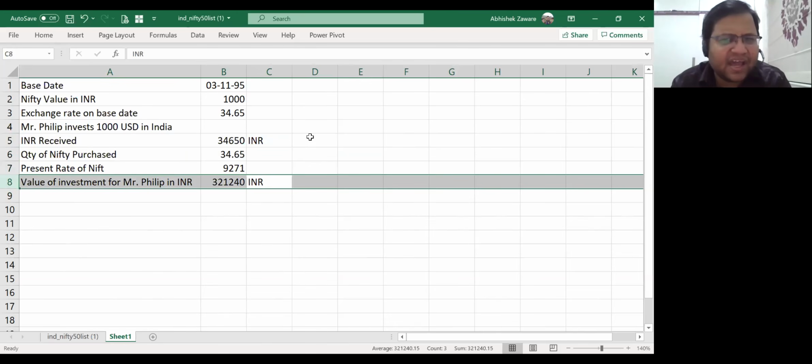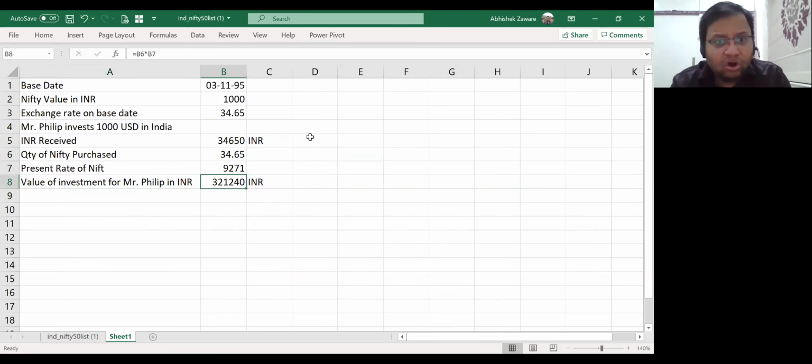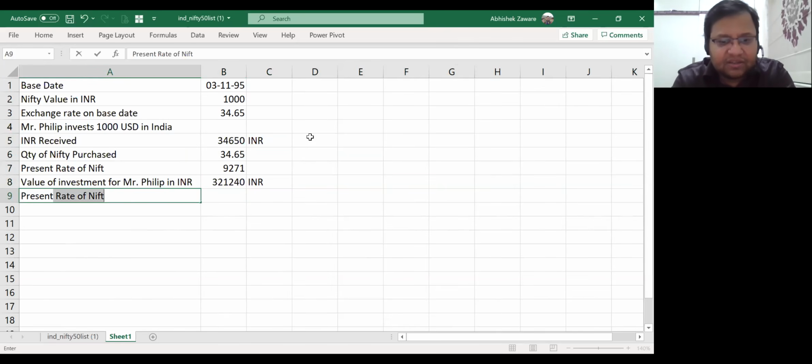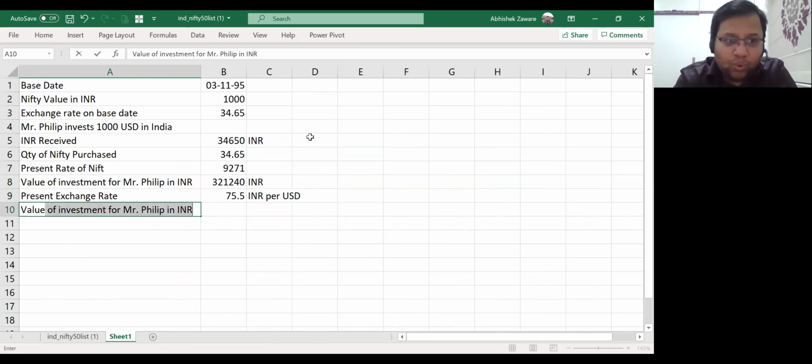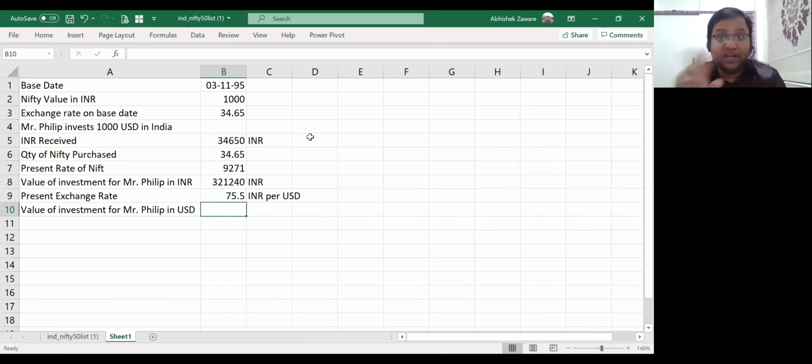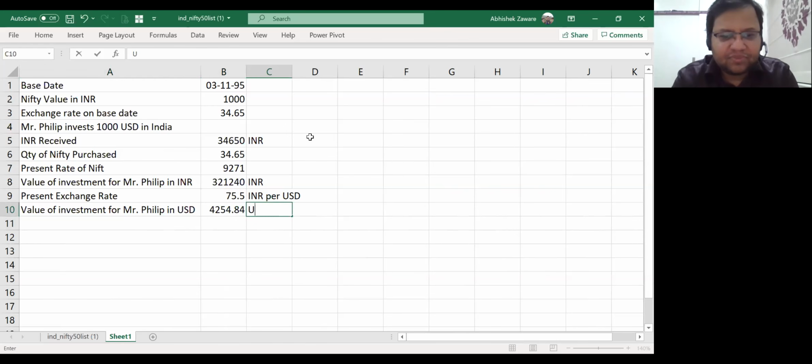But really, the INR return is not relevant for him. What is relevant to Mr. Philip is the dollar return. So what is the present exchange rate? The present exchange rate is 75.50. Let's say this is INR per USD. So what is the value of investment of Mr. Philip in USD terms? 3,21,000 divided by 75.5. This is in USD.